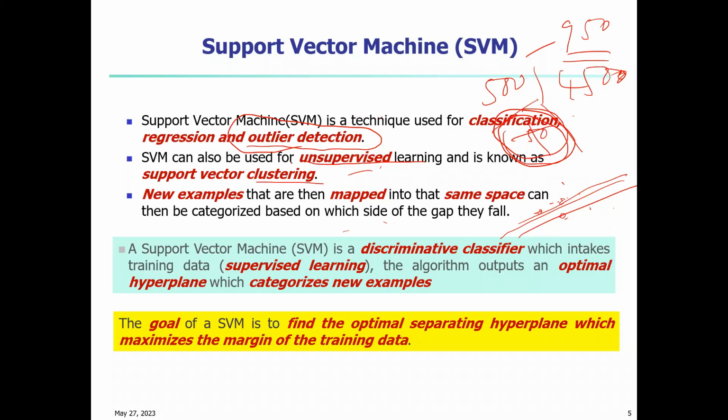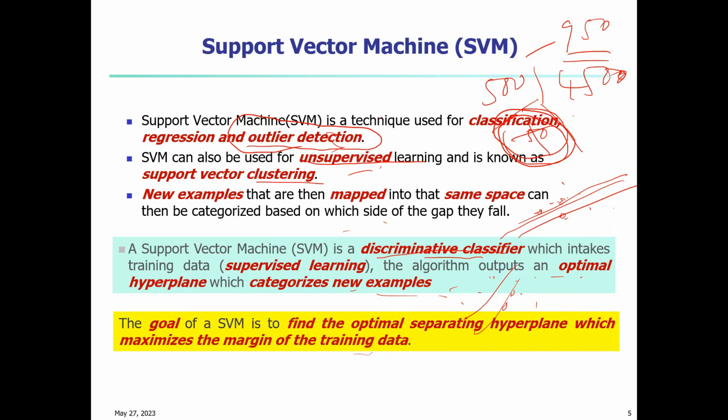Now, we said that a support vector machine is a discriminative classifier. I've mentioned that. Discriminative, which takes in training data, as is done in supervised learning, and the algorithm will output an optimal hyperplane, which categorizes new examples. That optimal hyperplane separates your classes. So when we have new samples, we only need to check which side of the support vectors you are on. If you're on the support vectors side of class B, you know that you belong to class B. Otherwise, you belong to class A.